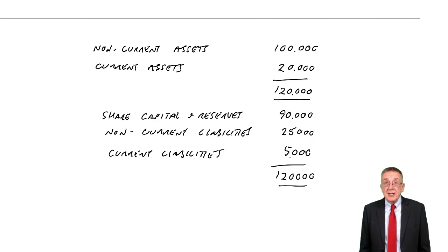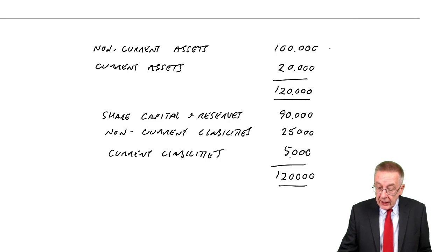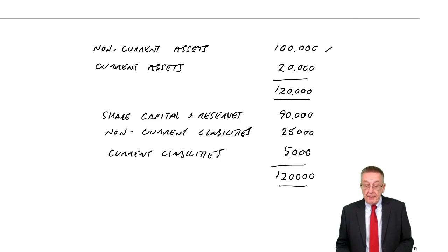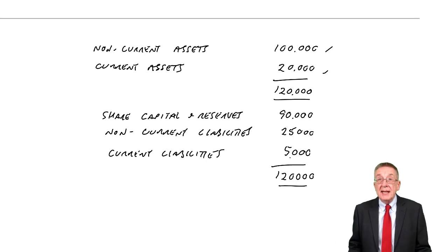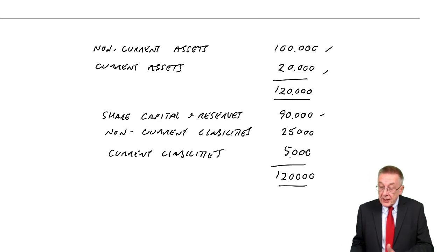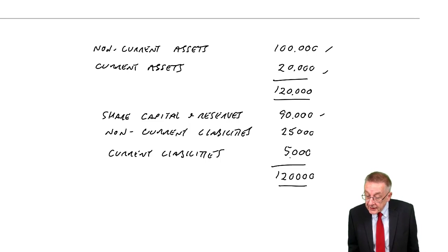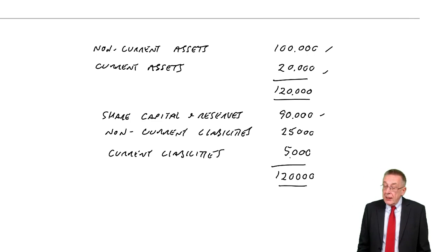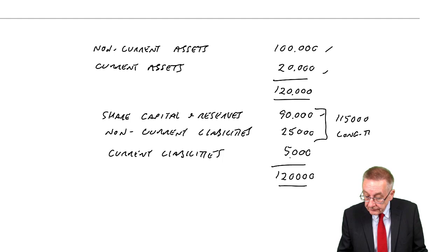outlined statement of financial position, and you should be familiar, obviously, with the layout. But this business, they've got 100,000 invested in non-current assets, the machines, etc. Current assets of 20. The share capital and reserves, 90,000. The non-current liabilities, long-term loans, 25. And current liabilities of 5. So I hope it adds up. Yes, it does. And be clear what's happening. You see, this company has a total of 115,000 long-term finance.